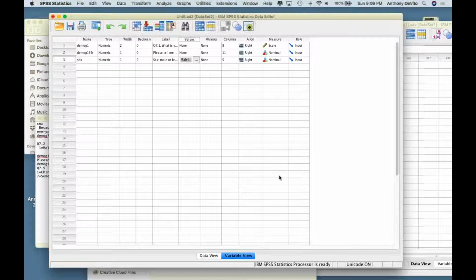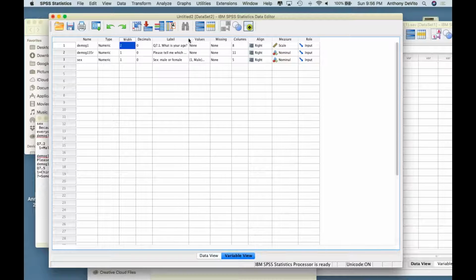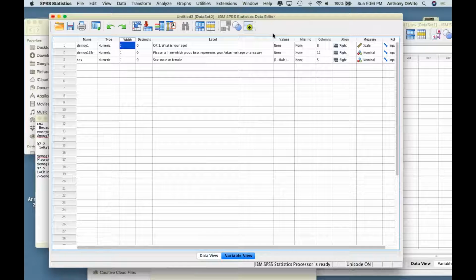And you'll notice that Demog 137R asks them to identify their best group that represents their age and heritage. There's a number of different groups located in that file, a number of different ethnicities. So we have a categorical variable with 2 values. We have a categorical variable with more than 2 values. And we have a numerical variable.